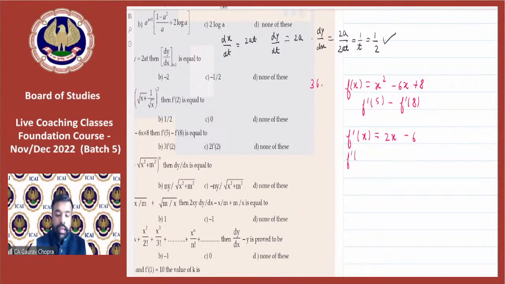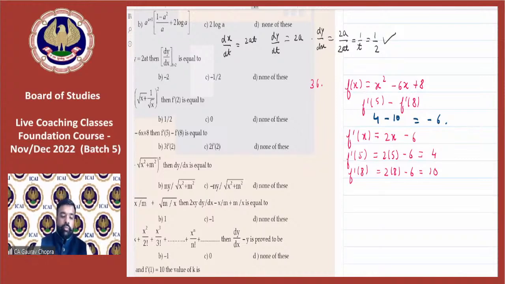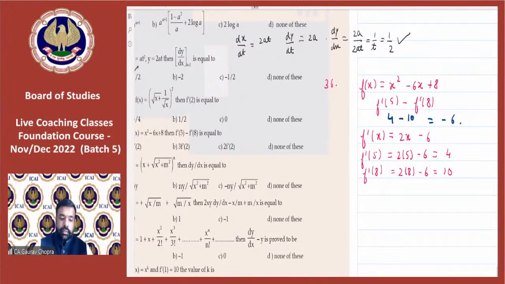Now we can input the value of x as 5. So what will happen? 2 into 5 minus 6, that is 4. And what is f dash 8? 2 into 8 minus 6. So 16 minus 6 is 10. All right. Now we can subtract them and get the result. So it will be 4 minus 10. That is minus 6.